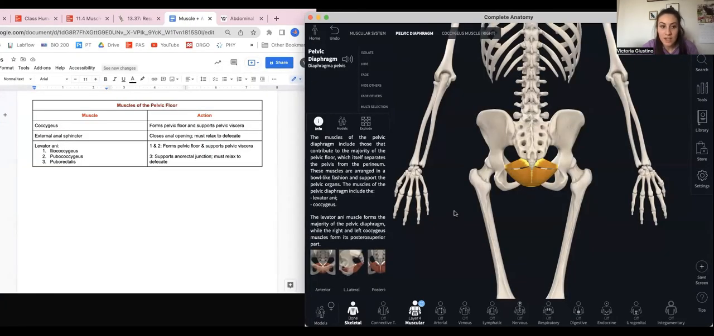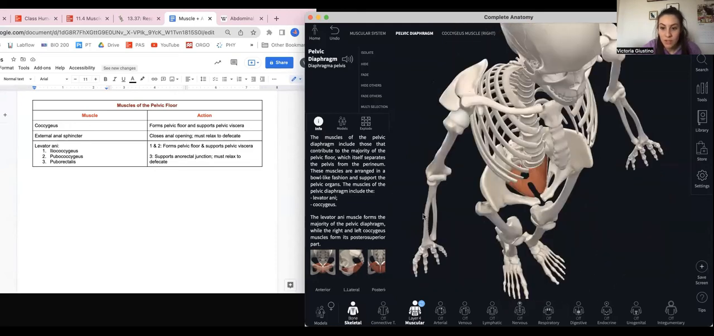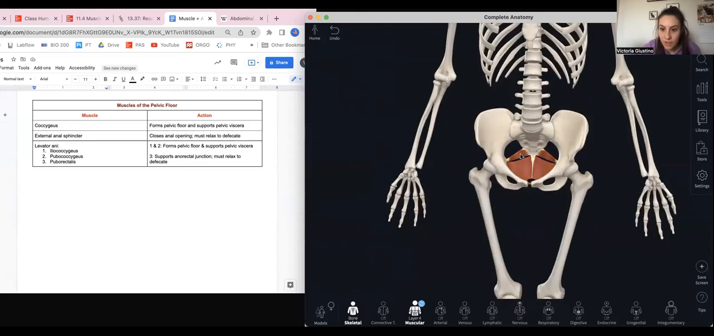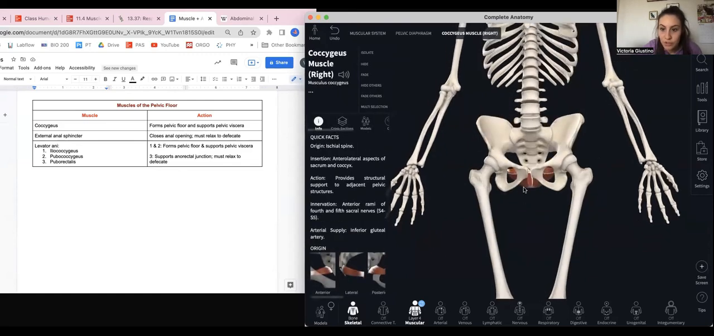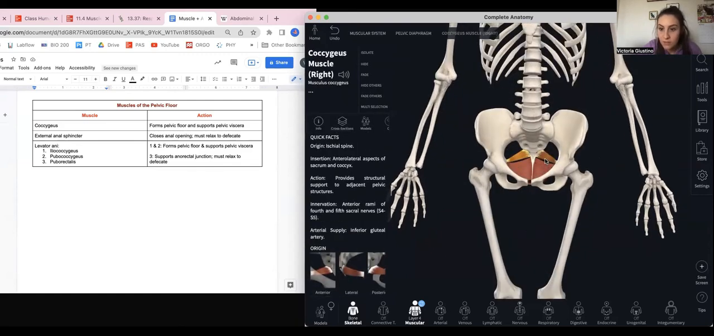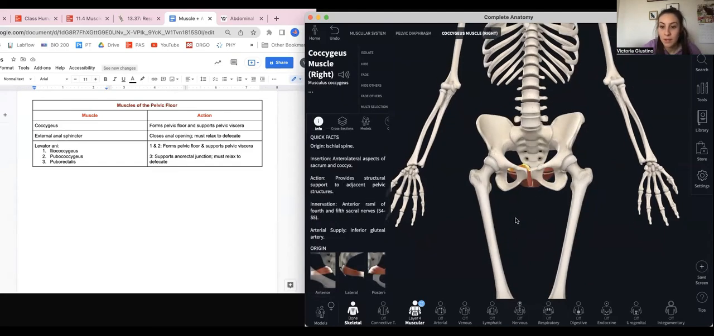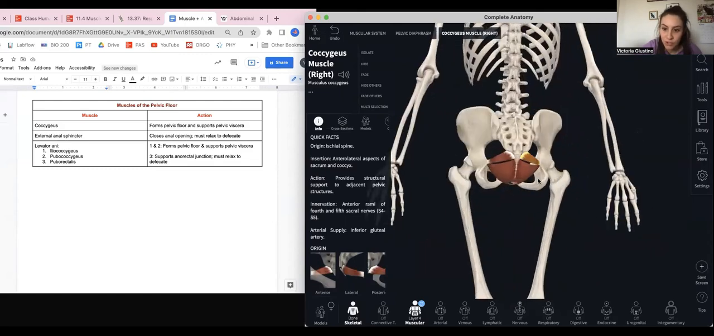Okay, so our last axial muscles are going to be those of the pelvic floor. So there's two that we looked at. First of all, the coccygeus here, that's the more posterior muscle, right and the left. And so the coccygeus, all you really need to know is that it's going to support your pelvic viscera and help form the pelvic floor. You can see that posteriorly.